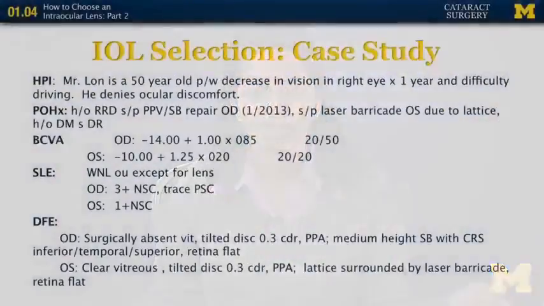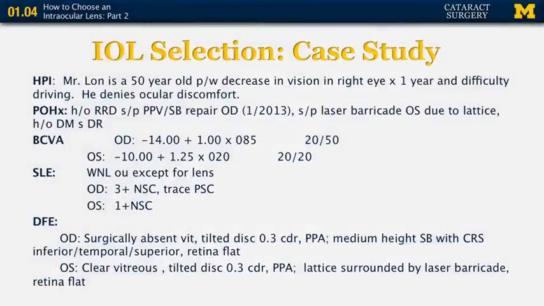Let's try to take our systematic approach and apply it to our case example here. Our case example here is the case of Mr. Lon, 50-year-old gentleman with painless progressive loss of vision over the course of a year. His past ocular history is remarkable for an RD, that is status post-vitrectomy and buckle repair in that right eye, and he's also had some laser barricade in the fellow eye due to lattice. If we take a peek at our best corrected visual acuity on the manifest, we see he has a best corrected visual acuity of 20/50 in the right eye with a spherical equivalent around -14, and best correcting to 20/20 in the left eye and a refraction around -10.